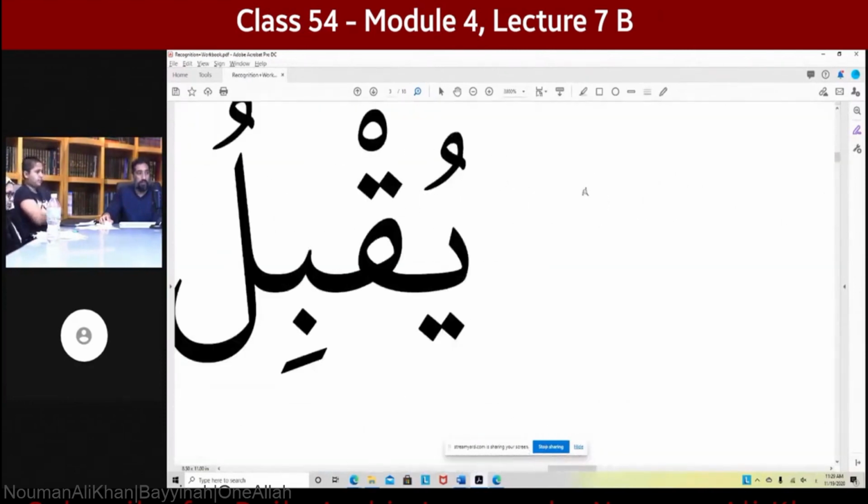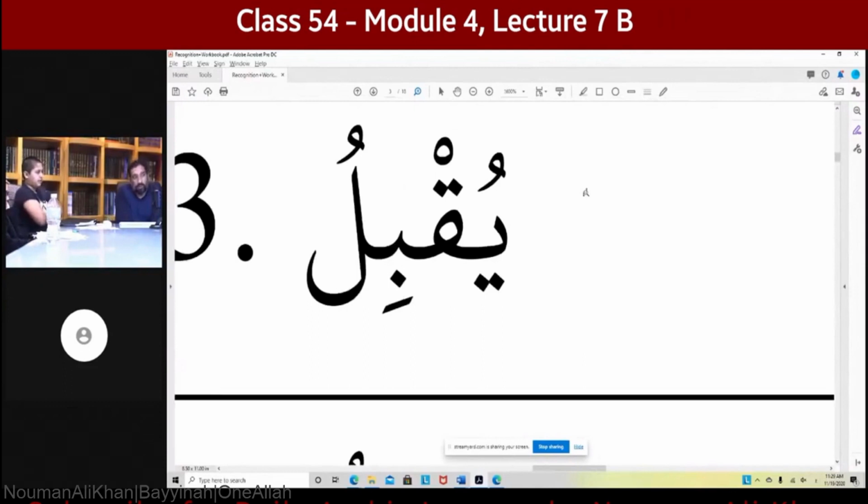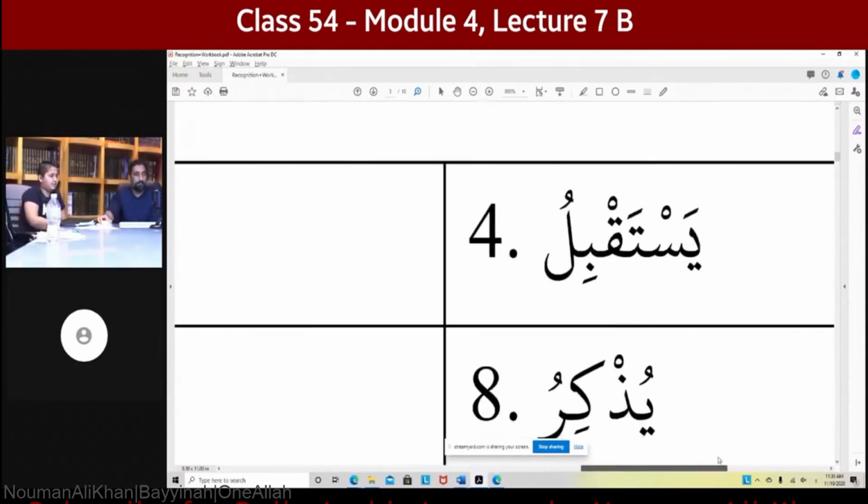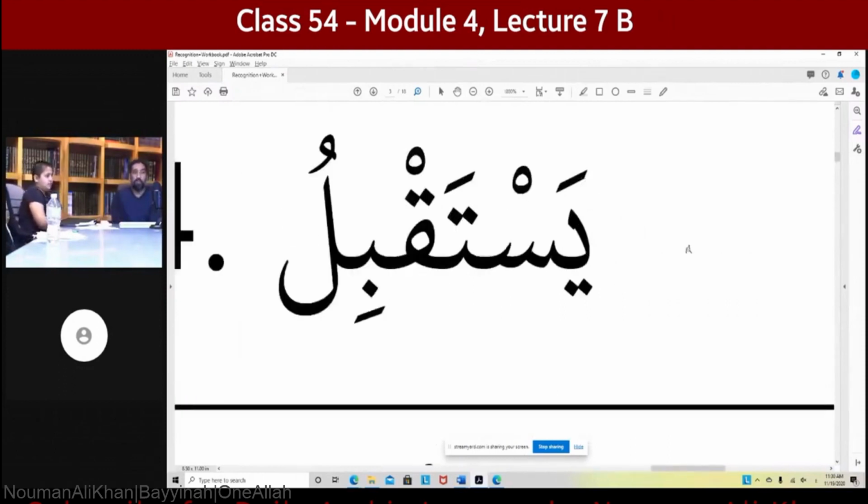Yuqbilu. This has to be the Aslama family. Very good. 3 words now. Aqbala. Excellent. Yuqbilu. Excellent. Iqbalan. No, so close. Iqbalan. Yastaqbilu. That's the Astaghfara family. Okay. So istaqbala yastaqbilu istiqbalan.